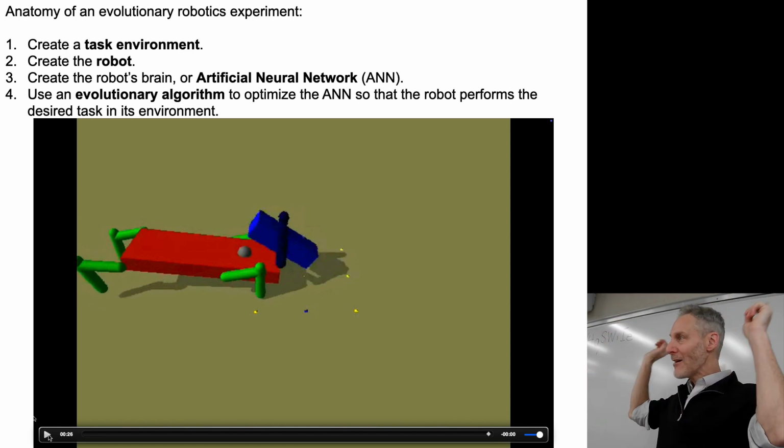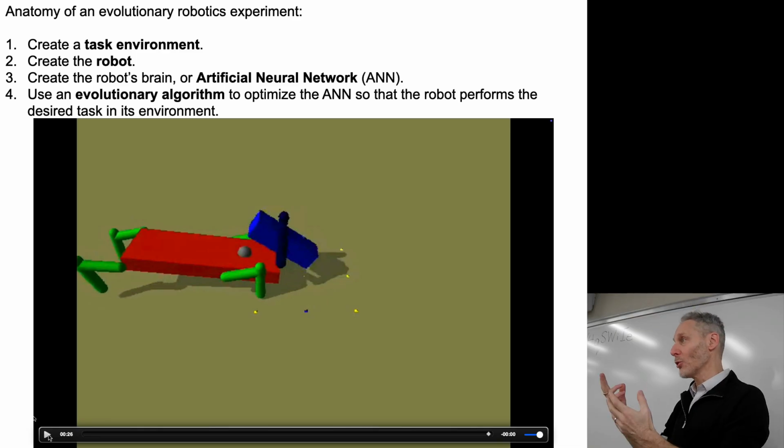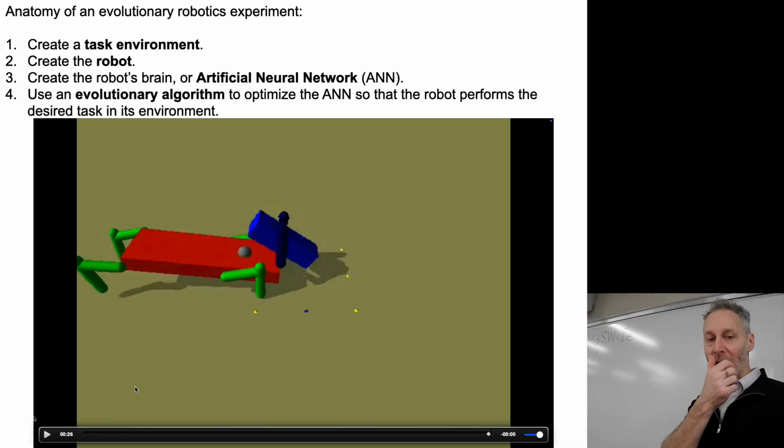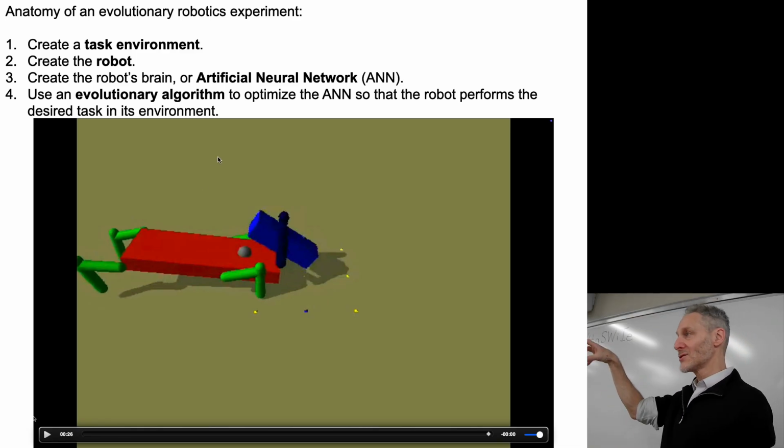So there is everything around the robot. Then there's, of course, the robot itself. What you can't see in this video is the brain of the robot, which in this case is an artificial neural network. Most of you are probably familiar with neural networks from AI and foundation models and large language models. We're going to use neural networks in this class as well, but these neural networks are not going to generate a text response to your prompt. They're going to generate behavior, in this case, this behavior.